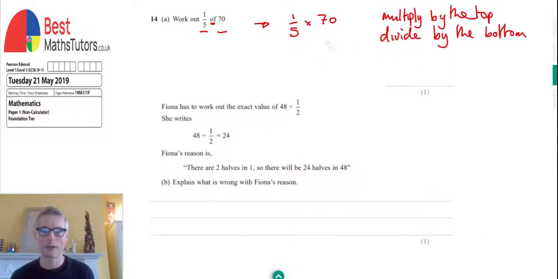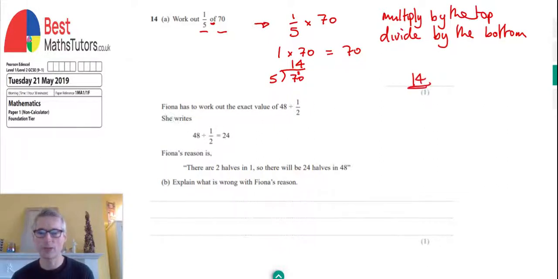So we've got 1 times 70 first of all, and that gives us 70. Obviously 1 times something is just itself. Then we divide by the bottom number, so 70 divided by 5. 5 into 7 goes once, carry the 2, and then that goes in 4 times. So 70 divided by 5 is 14, and that's our answer.